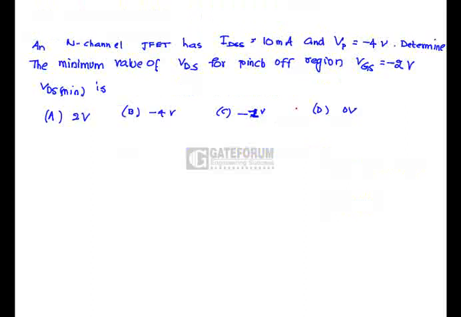An n-channel JFET has IDSS equal to 10 milliamps and VP equal to minus 4 volts. Determine the minimum value of VDS for which the pinch-off region, VGS equal to minus 2 volts. That is, VDS min is... Here VDS for the pinch-off region should be VGS minus VP. So VDS min is equal to VGS minus 2 plus 4, which is equal to 2 volts. That is, option A is correct.